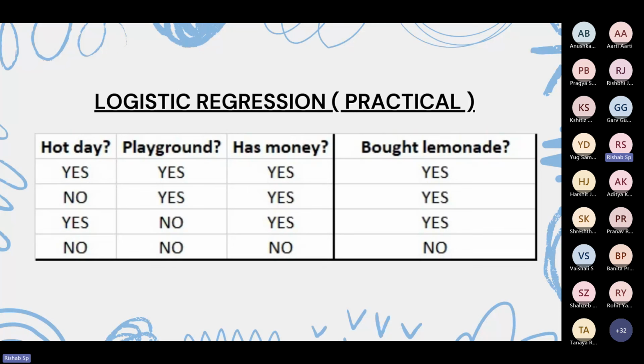Logistic regression. This is the practical part. We majorly have three practical parts. Linear regression we have, but it's a small one. We can do one or two questions. Log odds we have already done. Next is logistic regression. The equation is a bit complex, but it's super easy to solve.